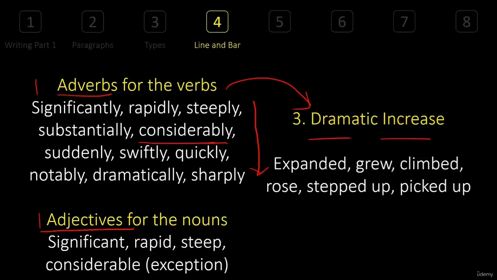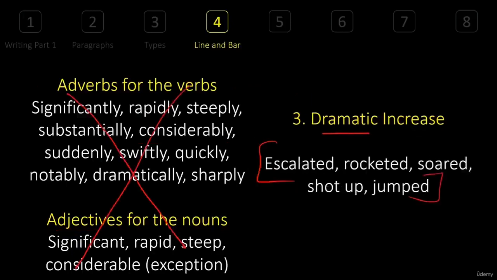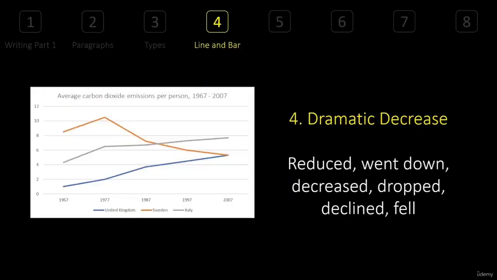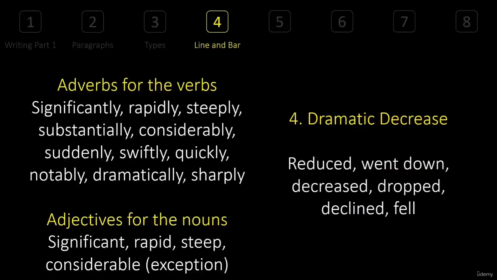Get my point? If you use the previous words, you use these adverbs and adjectives to show dramatic increase. However, if you don't want to use adverbs and adjectives, use these words. They are already showing dramatic increase. Clear? Good. And the next one is dramatic decrease. You can see it here. There's a dramatic decrease in this, and you can use the words reduced, went down, decreased, dropped, declined, or fell. Same ones which we use in slight decrease as well. And the same adverbs and adjectives we can use.